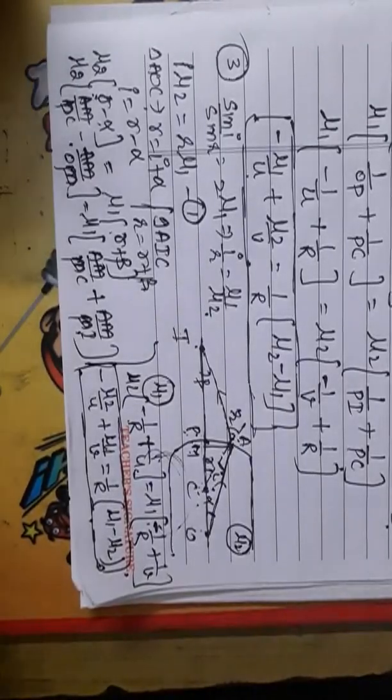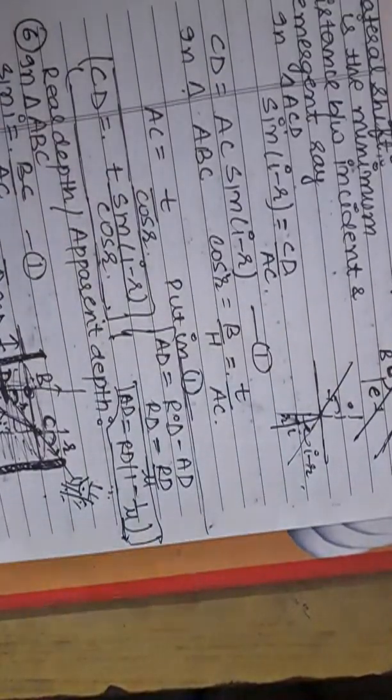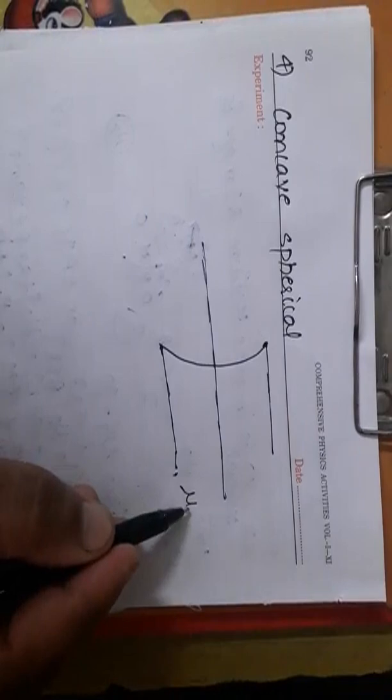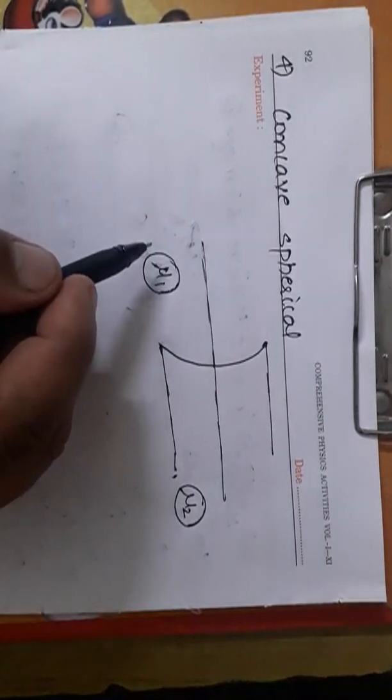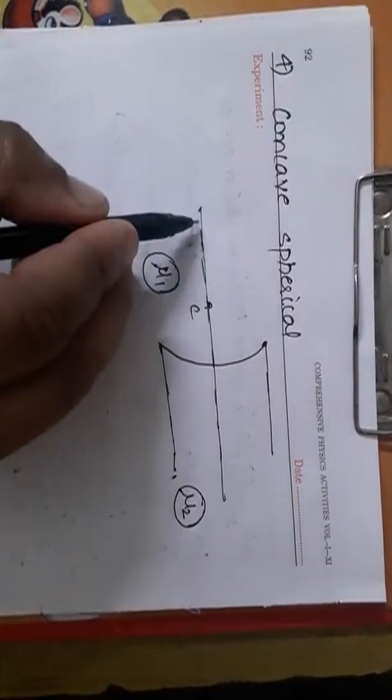Now we come to the case of concave spherical surfaces. So the fourth case is concave spherical surface. Concave is like this. Principal axis. Again, refractive index I am taking mu2 and outside is mu1. So this is the case when the object is in the rarer medium. This is the center of curvature and this one is the object.